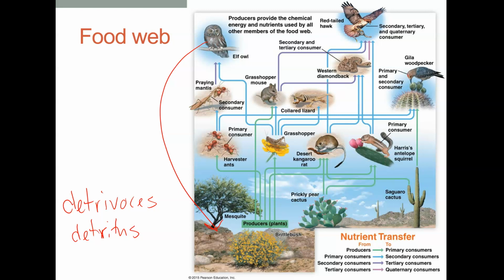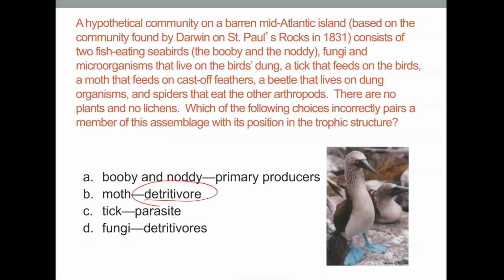So these detrivores, they play a really gross kind of thing you don't really want to think about, but they play an absolutely vital role because they recycle these nutrients from all the things that once were alive and are now dead. So now that we know that the moths here are eating the cast-off feathers, moths are detrivores. This is correct, so this is not one of our options. The fungi are also, I think, inhabiting the poop, right? Fungi and other microorganisms that live on the bird poop are also detrivores, right? They're eating things that are no longer alive. They're recycling those nutrients.